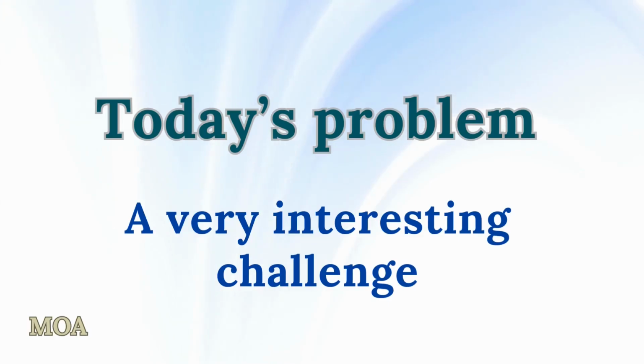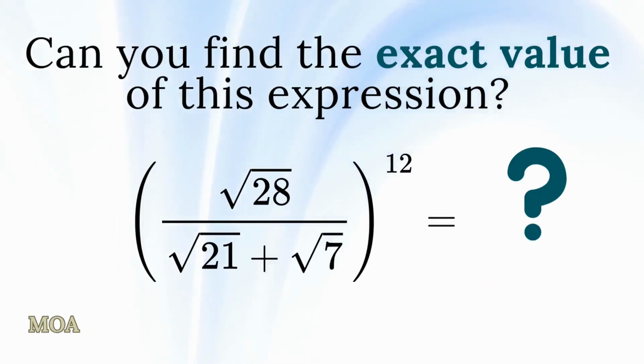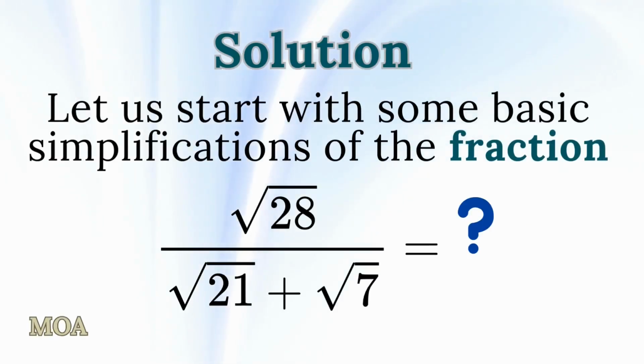Today, we have a very interesting challenge. Can you find the exact value of this expression? The square root of 28 divided by the sum of the square root of 21 plus the square root of 7, all raised to the power of 12? Before we find the solution, let us start with some basic simplifications of the fraction.